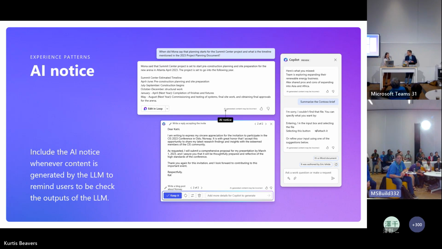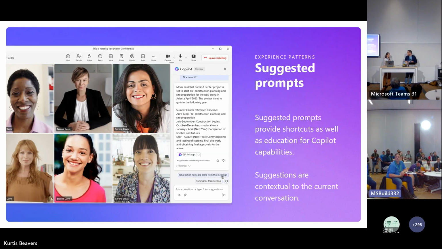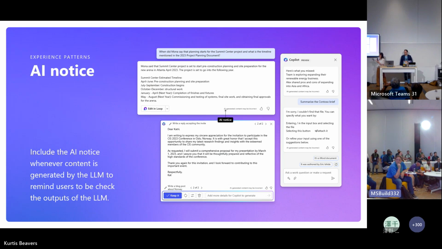Even though, Kurtis, you sort of undersold your guidelines, there are different copilots across the company, but I would say this is the set of guidance that everyone is rallying around. So if you go back to the previous screen, the concept they're calling out, that you should have an AI notice in your copilot, is a pattern.